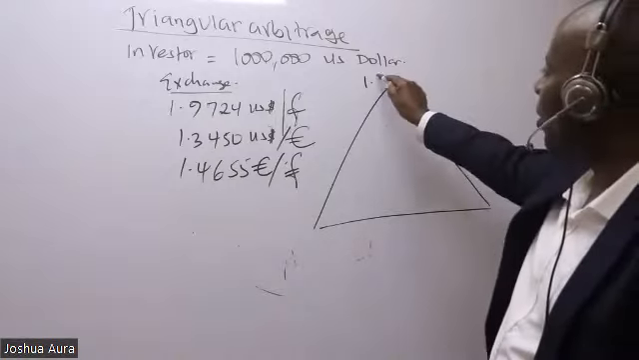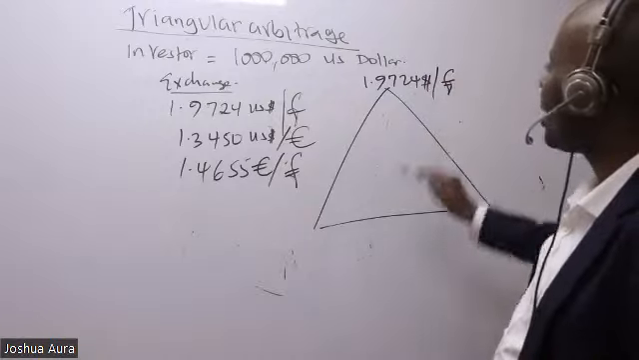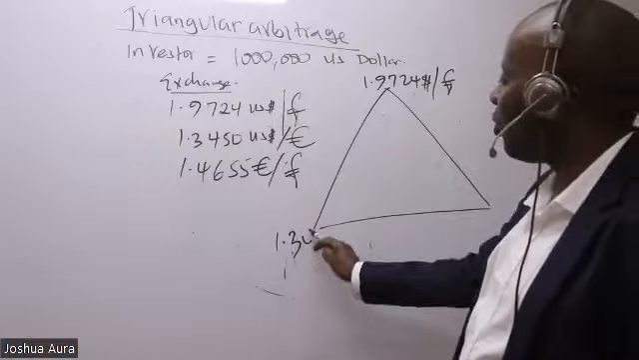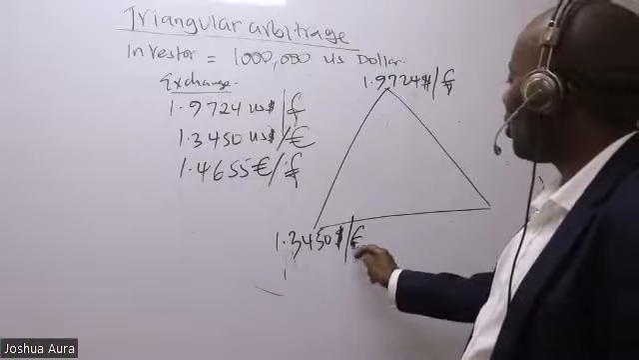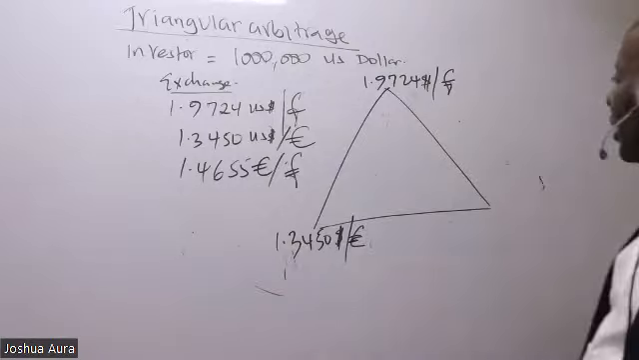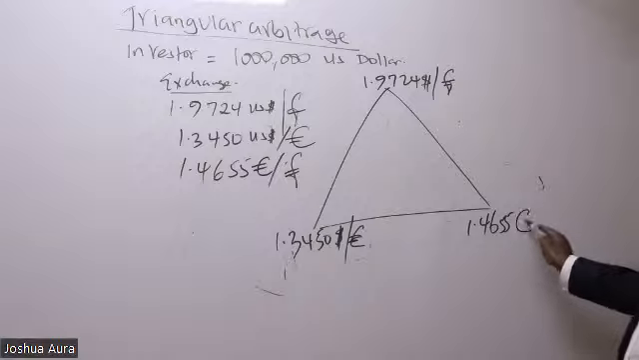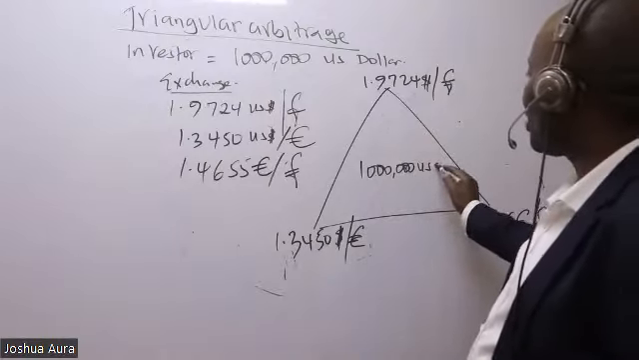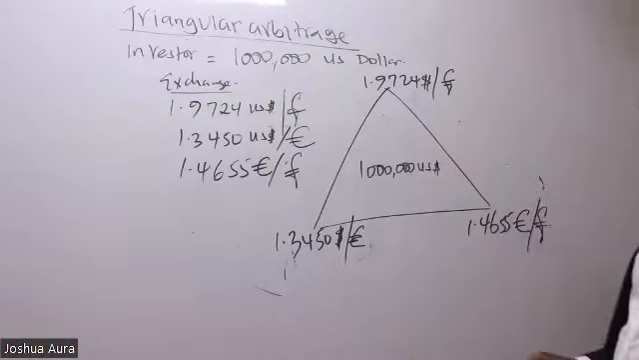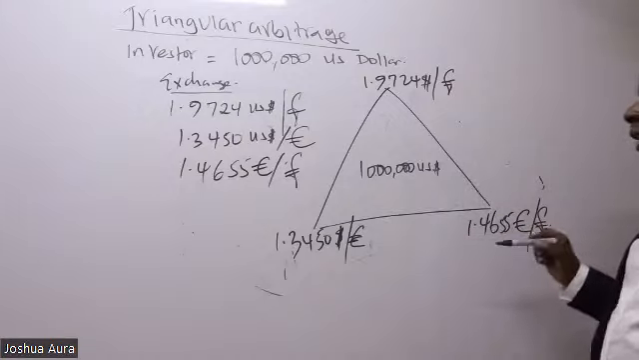So we have here 1.9724 US dollar per pound. Then we have 1.3450 dollar per euro. And then in this case we have 1.4655 euro per pound. So how much do I have? I have $1 million US dollars to play around with. I want to trade with this in a way that I'll be able to make an arbitrage profit.